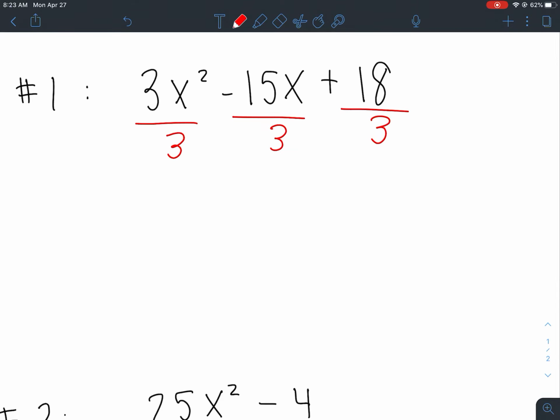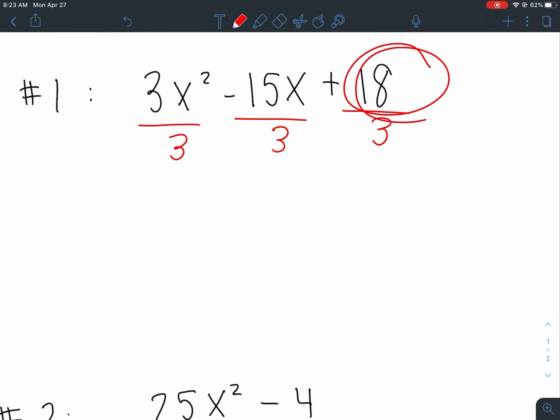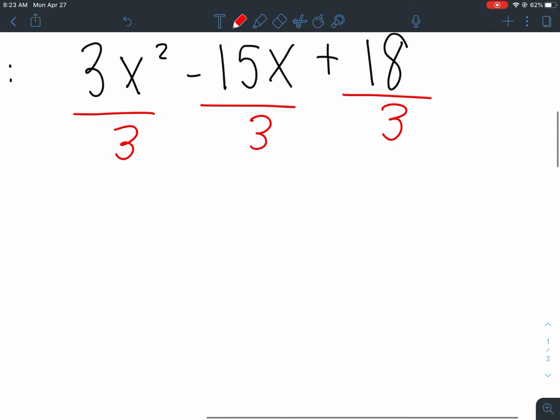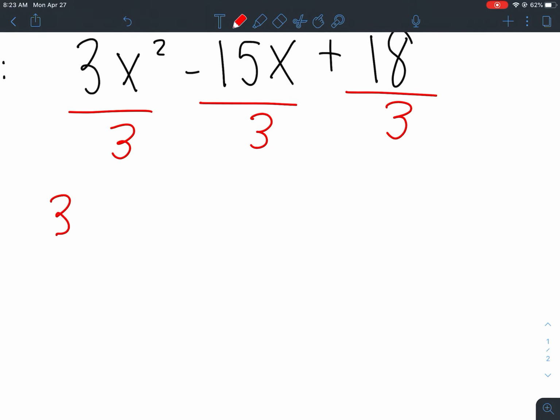Now, can I take out an x? No, because this last term doesn't have an x, so I cannot take that out as my GCF. So remember, your GCF goes on the outside of your parentheses, and then you divide. 3 divided by 3 is going to be 1x squared. Negative 15 divided by 3 is negative 5x. And 18 divided by 3 is positive 6.